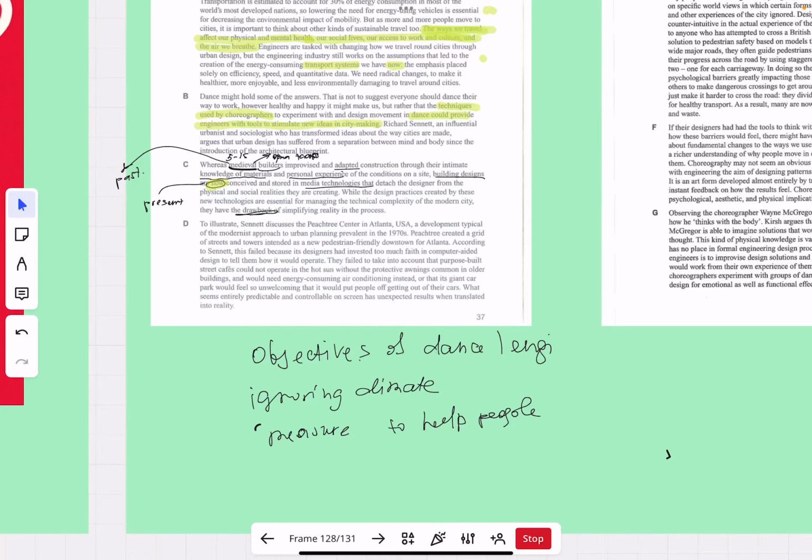To illustrate, Sennett discussed the Peachtree Center in Atlanta, United States, a development typical of the modernist approach to urban planning prevalent in the 1970s. Peachtree created a grid of streets and towers intended as a new pedestrian-friendly downtown for Atlanta.